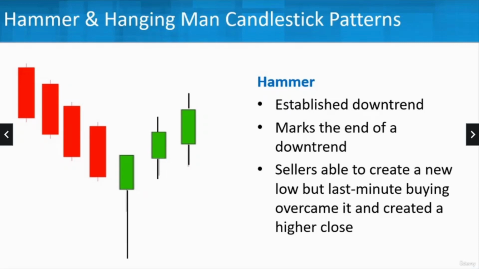What's happening is, sellers are able to create some new lows. That's why you have the long range to the long low there on the bottom. But last minute buying overcame it and actually created a higher close. So it started off with the opening being lower again, like the trend was continuing. And then the sellers were trying to sell even more, and it was real bearish, and things were trying to go even further down in price and continue a strong downward trend.